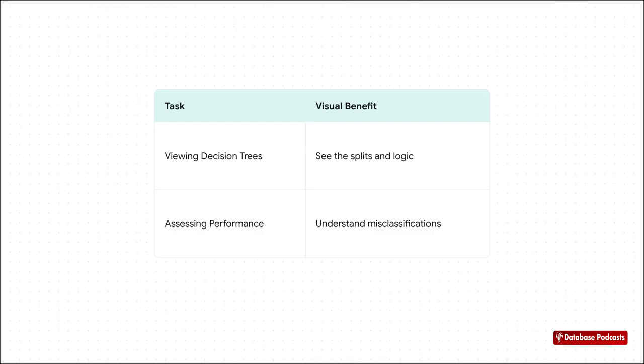Well, a perfect example is a decision tree. Instead of trying to read through a long, complicated list of if-then rules, you can just look at the tree itself. You can immediately see the logic, the splits, the flow. It makes the whole model transparent. Or think about visualizing a confusion matrix. You can instantly see where your model is nailing it, and more importantly, where it's getting confused.